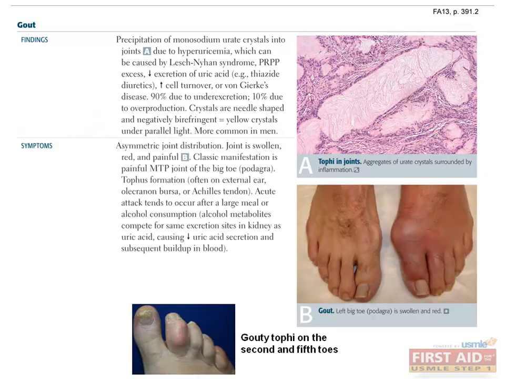The symptoms of gout classically consist of an asymmetric joint distribution and often a red, swollen, painful joint, most commonly, as we said, the MTP of the big toe. With long-standing gout, the crystals can precipitate in deposits. These are called tophi, tophus singular, which can be anywhere, but classically appear on the external ear, the olecranon bursa, and the Achilles tendon. If a patient has these long-standing signs, you should have a high suspicion for tophaceous gout. Remember, the tophi themselves don't cause the problems, it's the acute attacks that are painful, and they don't occur at the sites of the tophi necessarily.